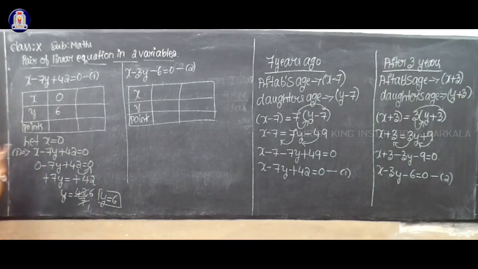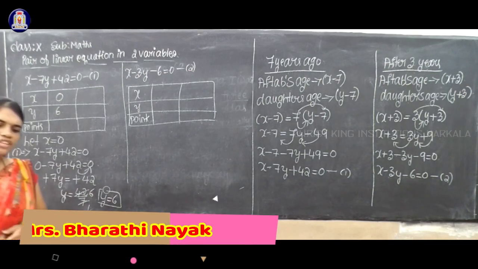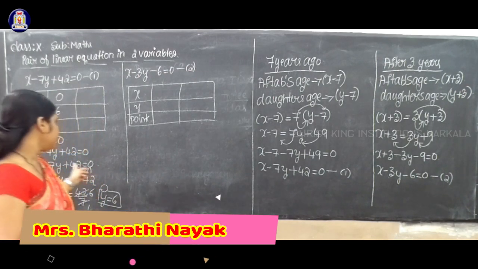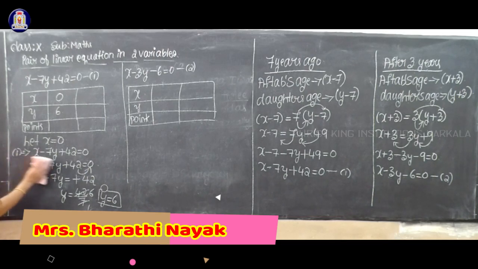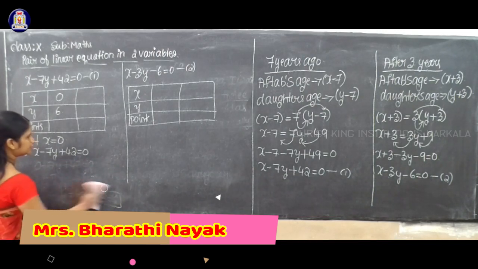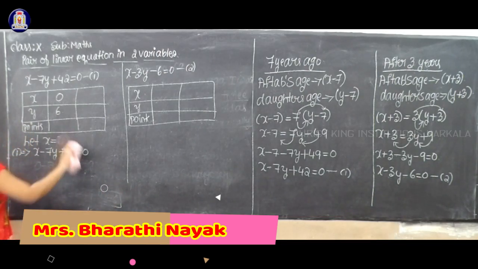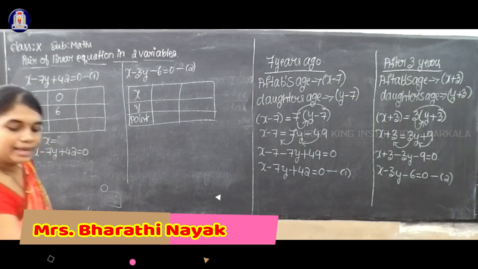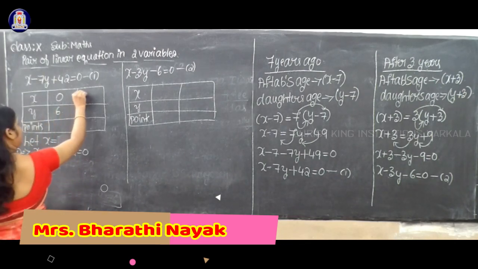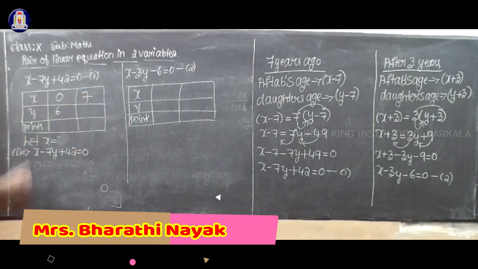So now, one more point you have to consider. In the place of x, you have to consider one more point, isn't it? One point is fixed here. So now which point you will consider? In the place of x, which point you will consider? I will consider another point, 7. If suppose x is equal to 7, then what about the value of y? So let x is equal to 7.